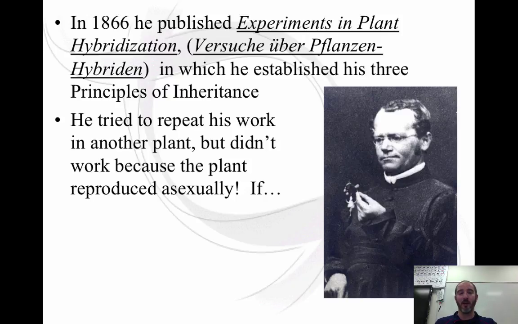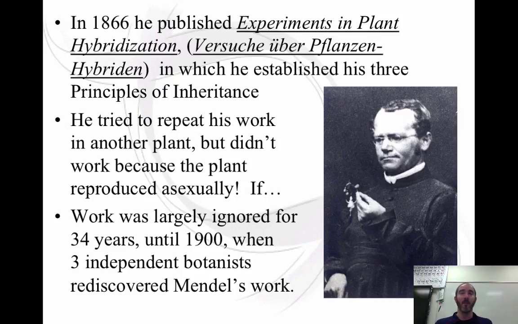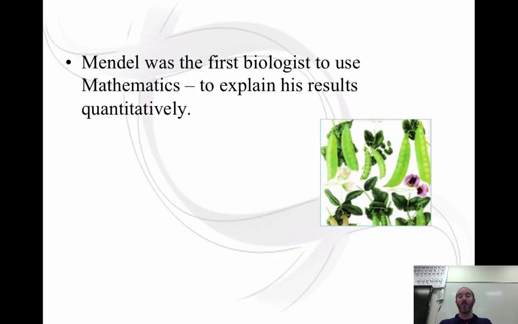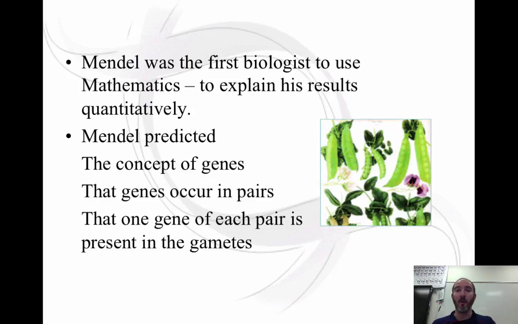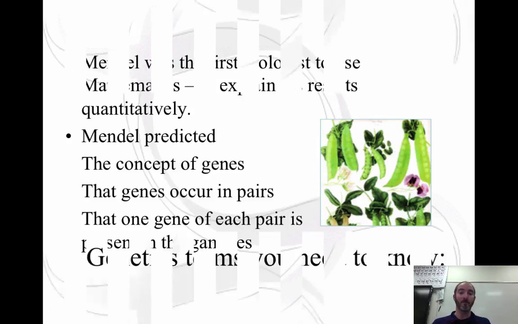If he had only selected a sexually reproducing organism, then we might be a little bit further ahead in our understanding of genetics. But fortunately, in the early 1900s, some researchers uncovered his work and applied his concepts to other sexually reproducing plants and confirmed his findings. All right, so he was actually the first biologist to actually use mathematics to help explain his results in a quantitative way. So from this, he could predict the concept of genes, that genes occur in pairs, and that one gene of each pair is present in the gamete cells from either parent.